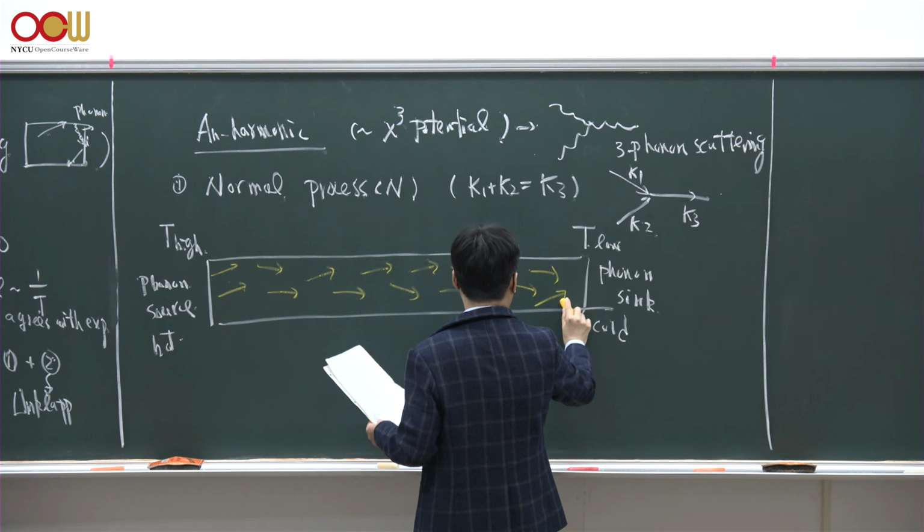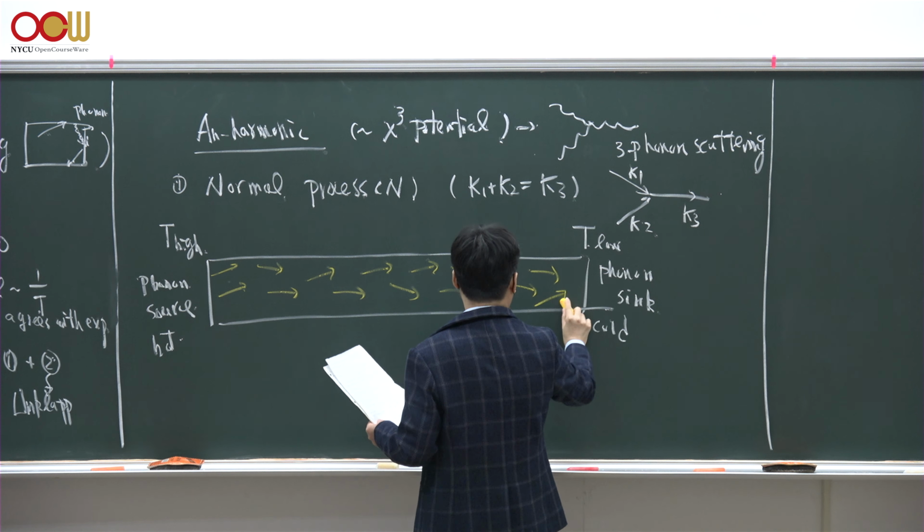So the conclusion is that if we have only normal processes, J, the net momentum flow, is always finite, no matter how long you wait, because you need the backflow to cancel the other flow to reach thermal equilibrium, where there's no net flow of particles. But the other direction is missing if only normal processes are available, and therefore we reach the conclusion that normal processes alone cannot lead to thermal equilibrium. Namely, we need the Umklapp processes.